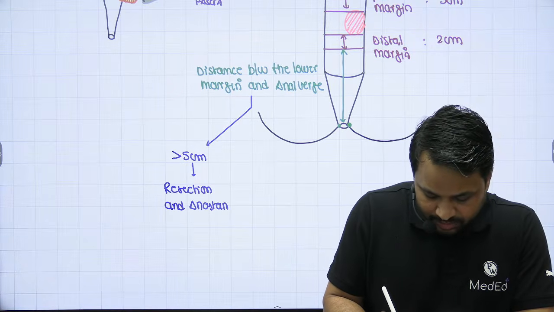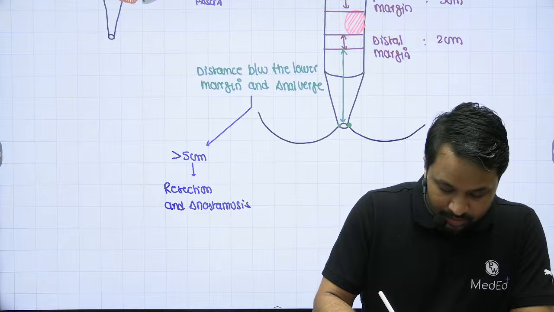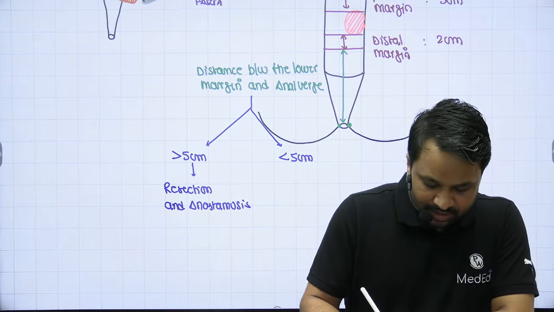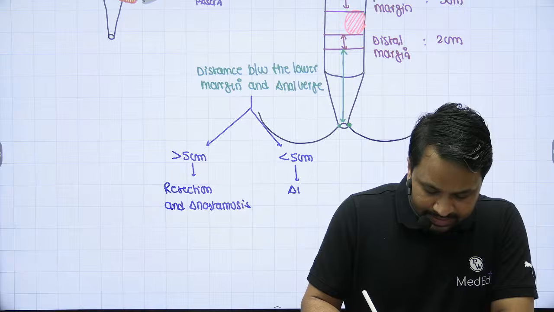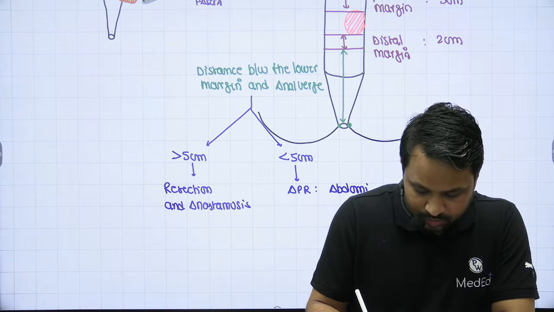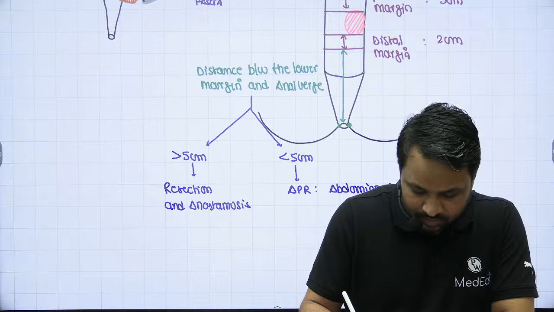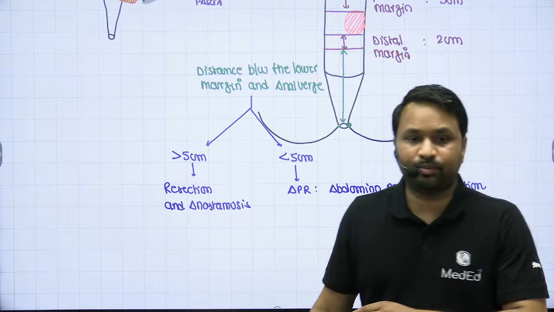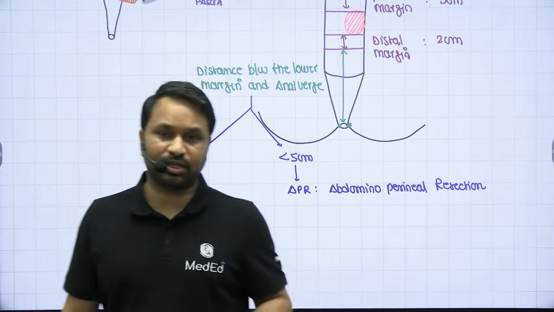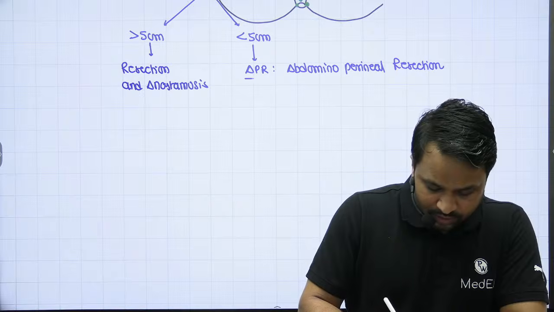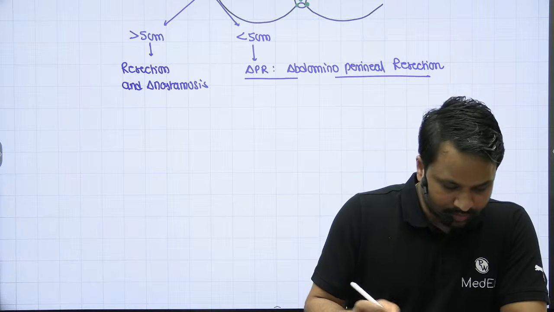You can go ahead with resection and anastomosis. But if this distance is less than 5 centimeters, then we will prefer something called APR, that is abdominoperineal resection. And APR is your abdominoperineal resection. Now, APR is basically a surgery where you're giving the patient a permanent colostomy.